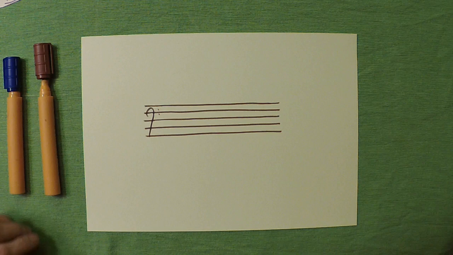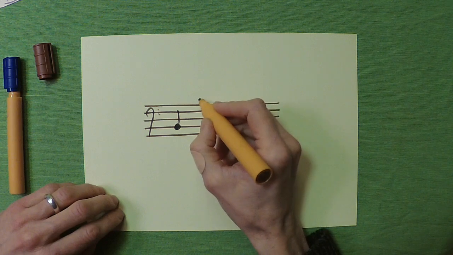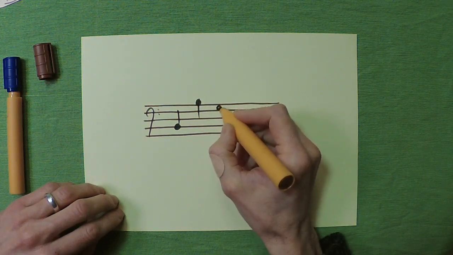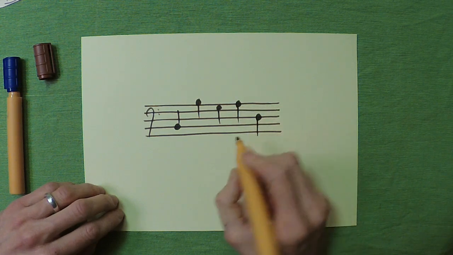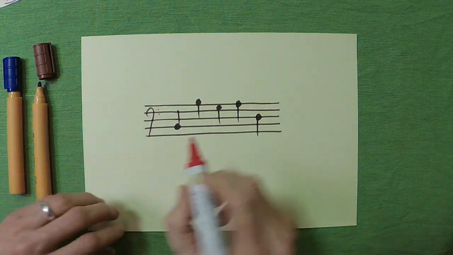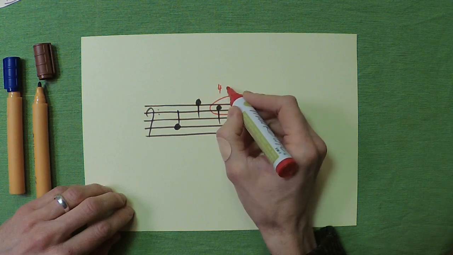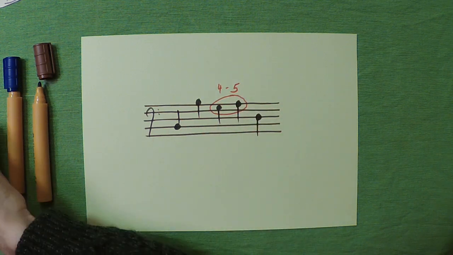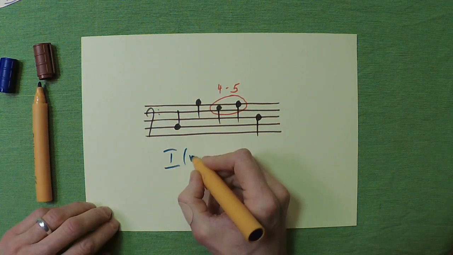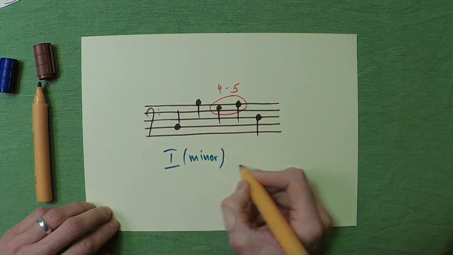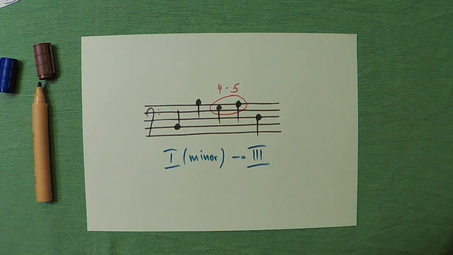So from B minor, I do the same pattern in the bass. This time, 4-5 will bring me to a major key. So the whole pattern serves as a way to modulate from a minor key to the major key of its third scale degree.